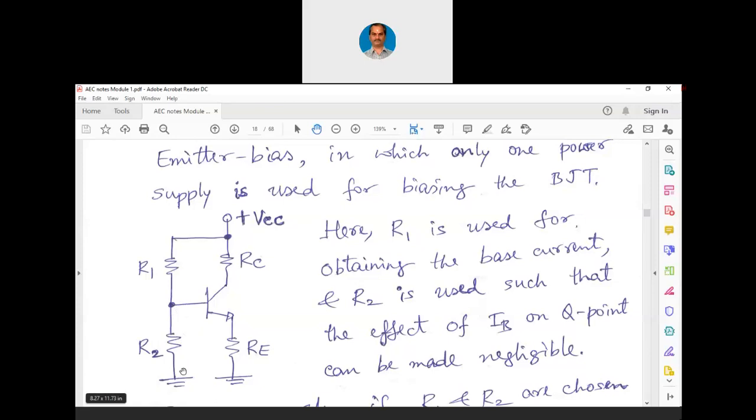In the base bias circuit, IB we could not ignore. In the emitter bias circuit, IB we could ignore for the given design. But that was dependent on that VBB and that was dependent on the value of RE as well. In the example which we worked out, the difference was minimal. That was because those resistor values were carefully chosen.